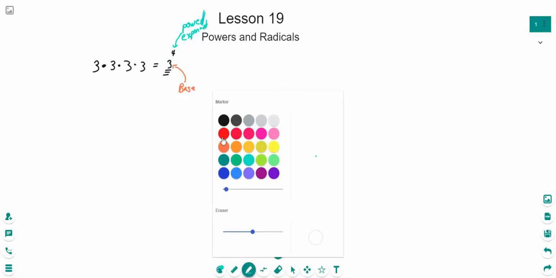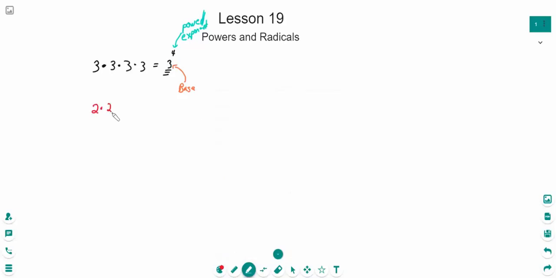Maybe this time we'll go with 2. If we go 2 times 2 times 2 times 2 times 2, we have here 5 2s being multiplied by each other. We could write this as 2 to the 5th power. Both of these, 2 times 2 times 2 times 2 times 2 and 2 to the 5th, would be equal to what? Well, let's see here. We've got 32, I believe, if we multiply all that out. So they're equal to 32. Pretty straightforward, but there are a couple of glitches here, a couple of common mistakes that people make when they're first learning about powers. And I want to make sure that we hit those now.